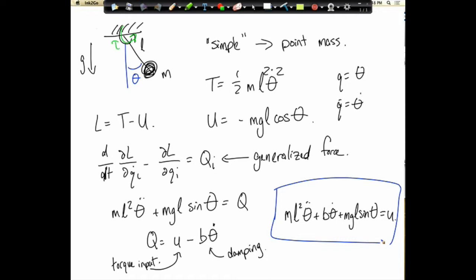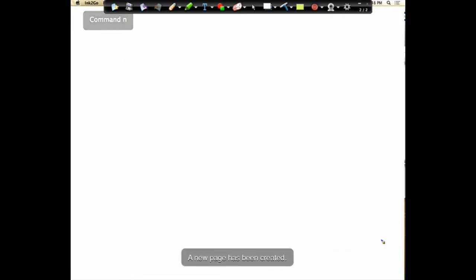Okay, so you've probably taken differential equations, and you know the standard thing to do once you're given a differential equation. If I have my canonical differential equation here, it's a second order differential equation, ml squared theta double dot plus b theta dot plus mgl sine theta. I'm just rewriting it at the top here for you. Then the standard thing you do in your DiffEq class would be to solve the differential equation, right?